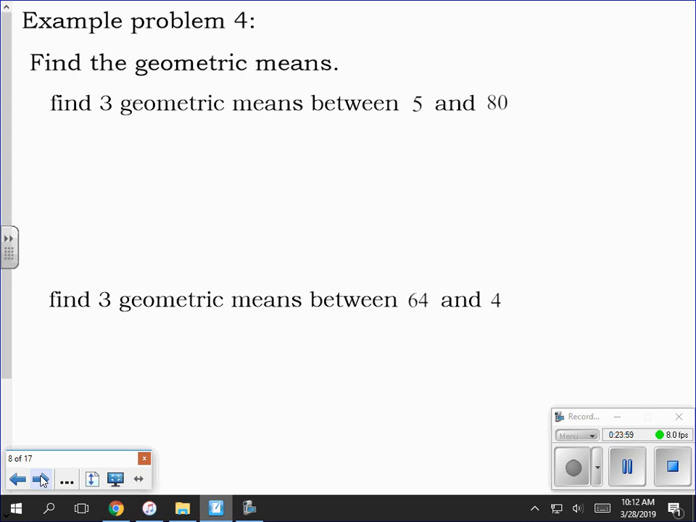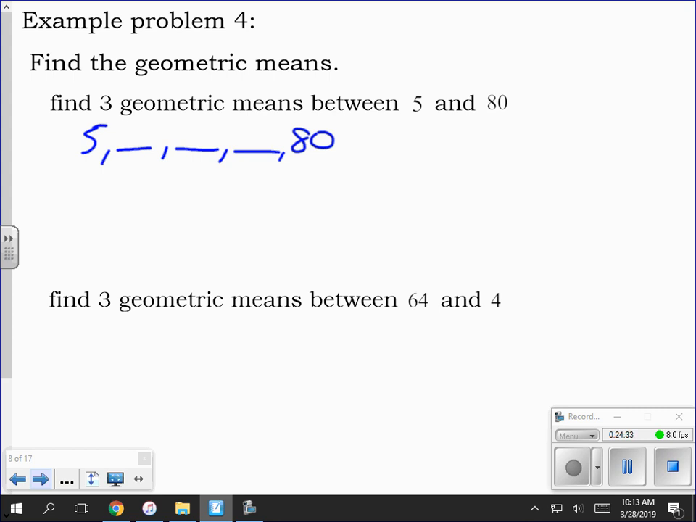And we're going to go and find our geometric means. So we're still looking for the same thing. I have 5, and I'm looking for 3 numbers between 5 and 80. Now, this is where it gets fun.